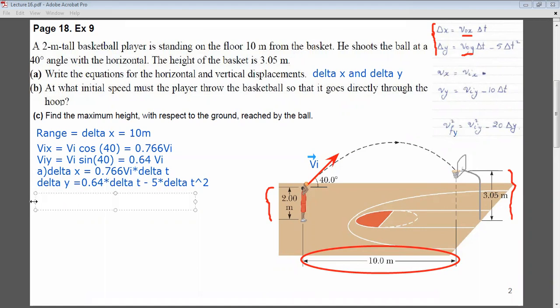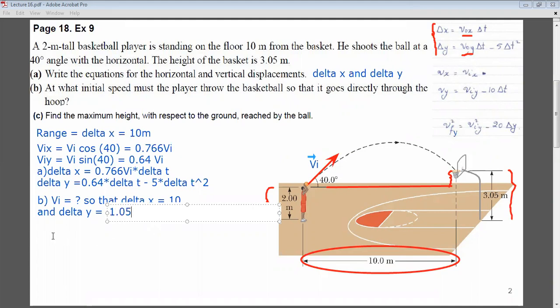So let me put it again. Part B, v initial equals how much so that delta x equals 10 and delta y equals this distance. It goes through the hoop. It means from where he hit it till it reached the hoop. So you just imagine here that there is a straight line from its height till here. So how much is this distance? The hoop is at 3.05 and he is at 2. So delta y is equal to 1.05.